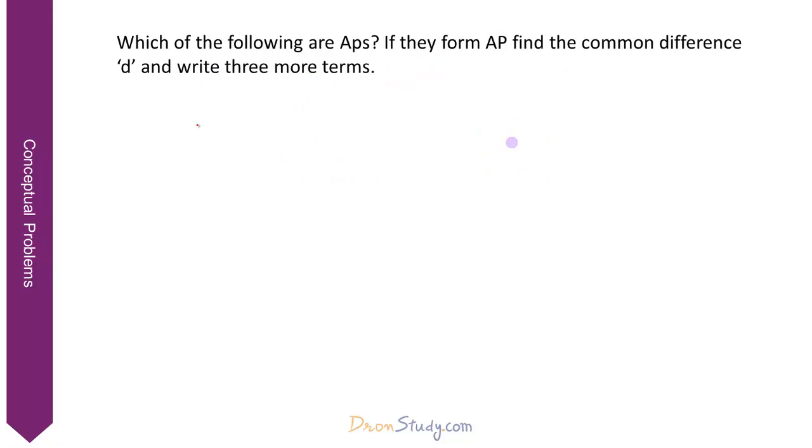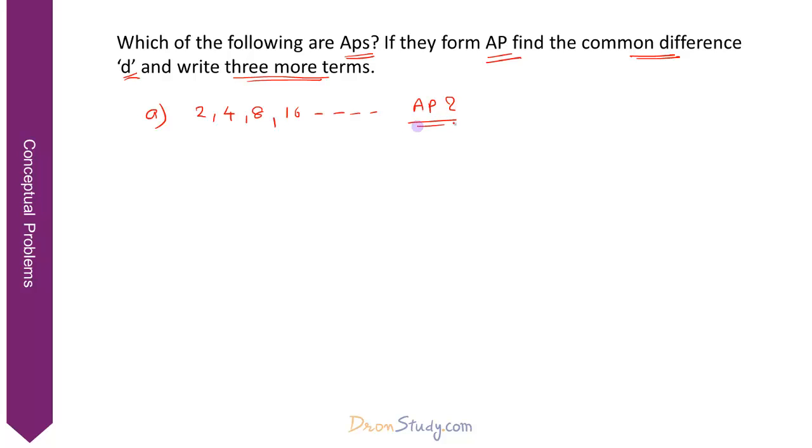Now the next question: which of the following are APs? If they form an AP, find the common difference D and write 3 more terms. Now here is the first question: 2, 4, 8, 16 and so on, and we have to find whether it is an AP or not.